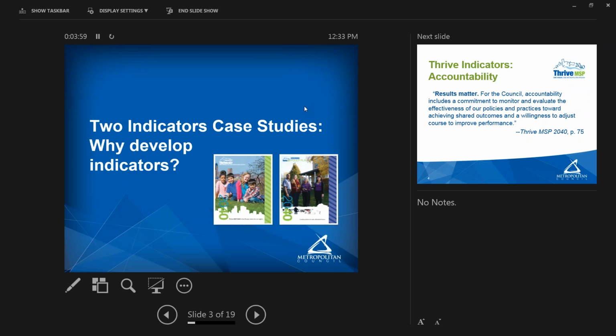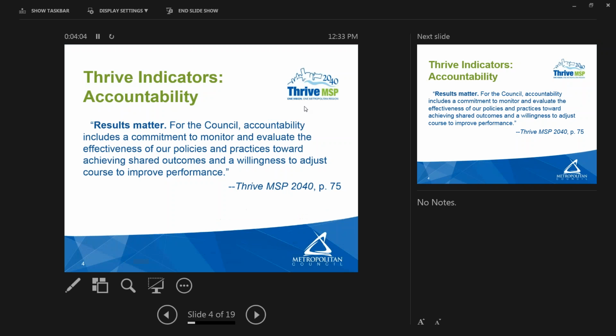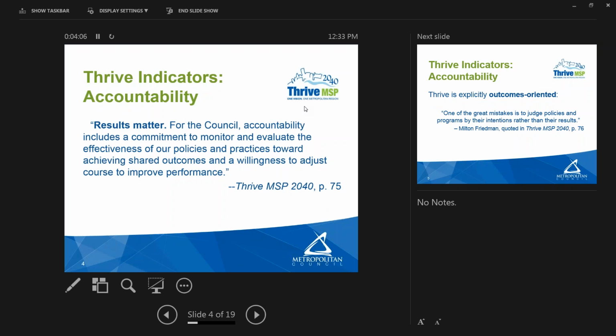So for some context, thinking about why develop indicators. We developed indicators because in the policy plan itself, Thrive MSP, which is the Metropolitan Development Guide, or I think of it as a comprehensive plan for the entire 7 county region, one of the pieces that the council put in was an accountability principle, and inside the plan itself, making a commitment to monitor and evaluate the effectiveness of plans and policies.